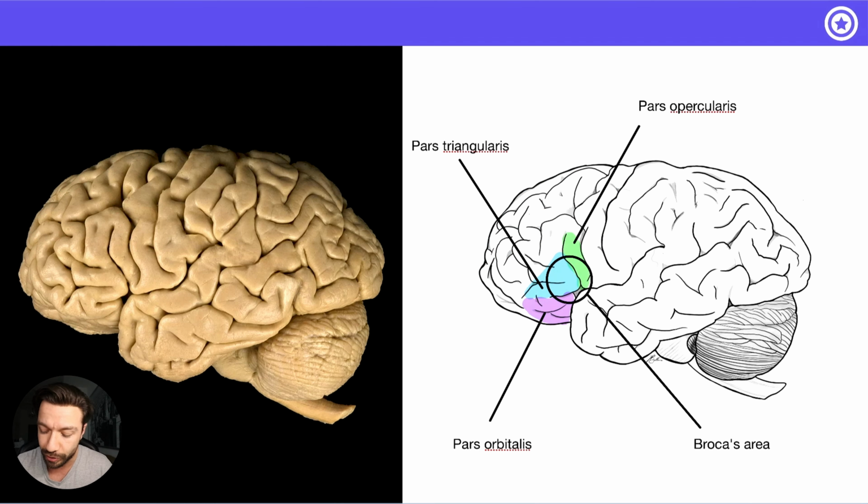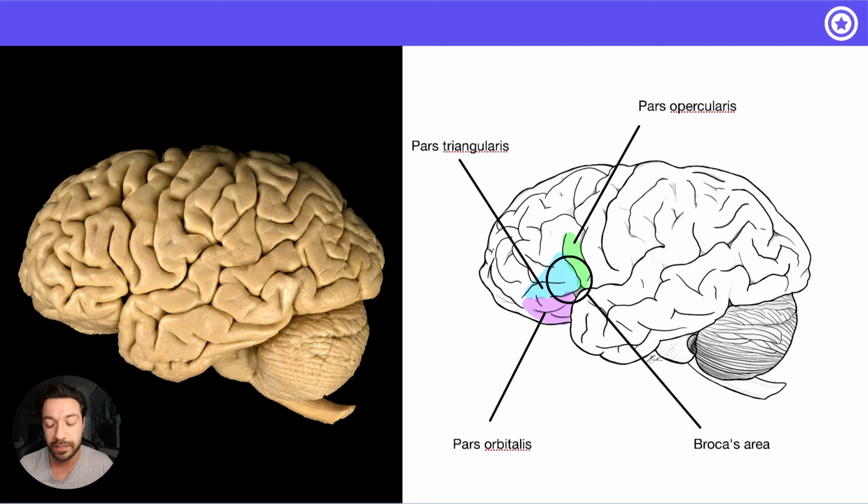Now, if we take a closer look, you can see we have these three structures right here. And these are going to be our pars opercularis, our pars triangularis, and our pars orbitalis. And so our pars opercularis is going to be this most superior and posterior gyrus right here. Our pars triangularis is going to be this triangular shaped one right here. And then the pars orbitalis is going to be that one closest to the orbit. It's going to be the most inferior and anterior.